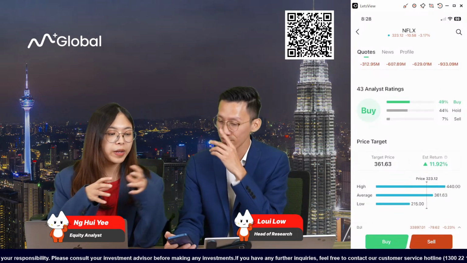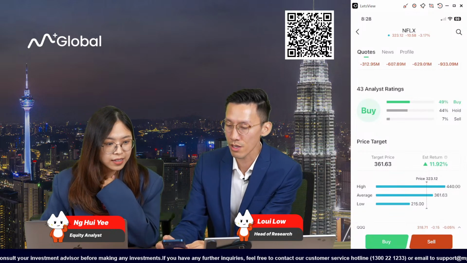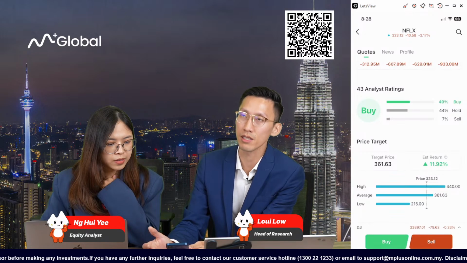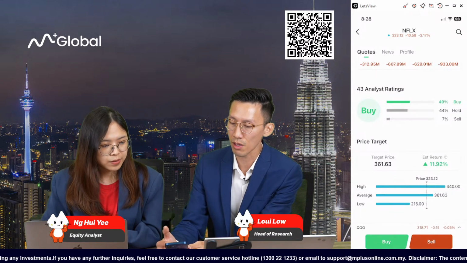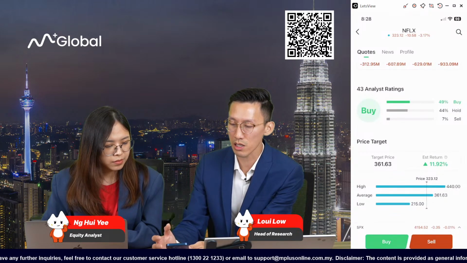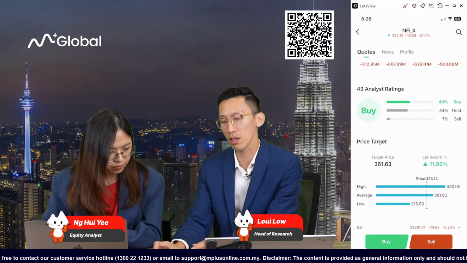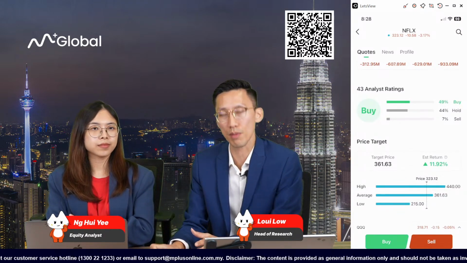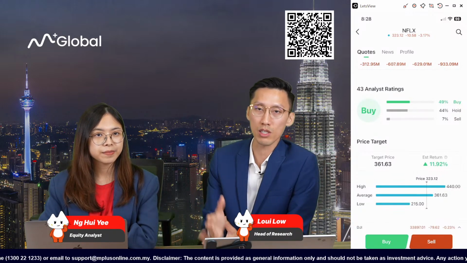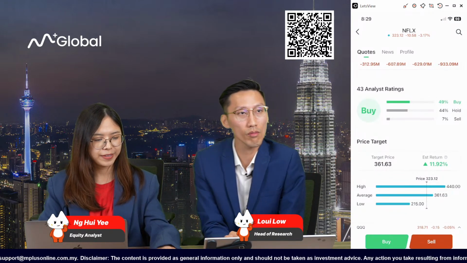So this is the combination of all of them, a consensus, and it gives us an understanding of what the market is actually looking at. They give us a target price of 361, but this is just for reference, and the estimated return is at 11.9%. So based on this app itself, it gives you a lot of information that you can use to make decisions straight away.